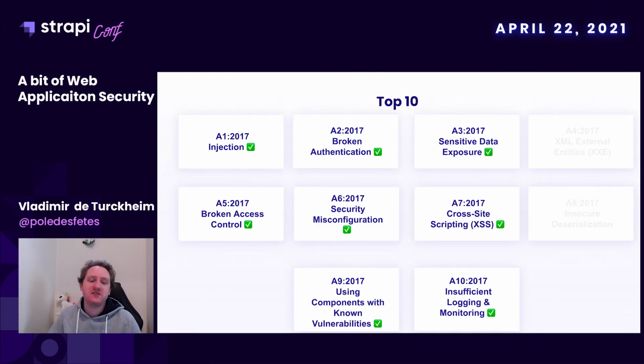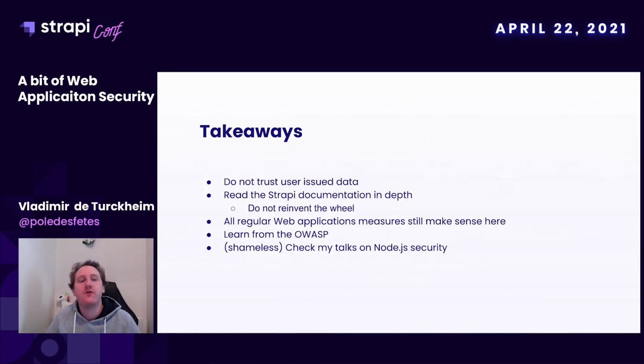And here we are for the OWASP Top 10. Congratulations for keeping an eye on this presentation all that long. I know it was a bit long. Let me leave you with a few takeaways. Do absolutely not trust user-issued data. Read the Strapi documentation in depth so you don't reinvent the wheel. All regular web application knowledge still makes sense here. If you learn something doing PHP or Java, it still makes sense. Learn from the OWASP. Check my talks about Node security.